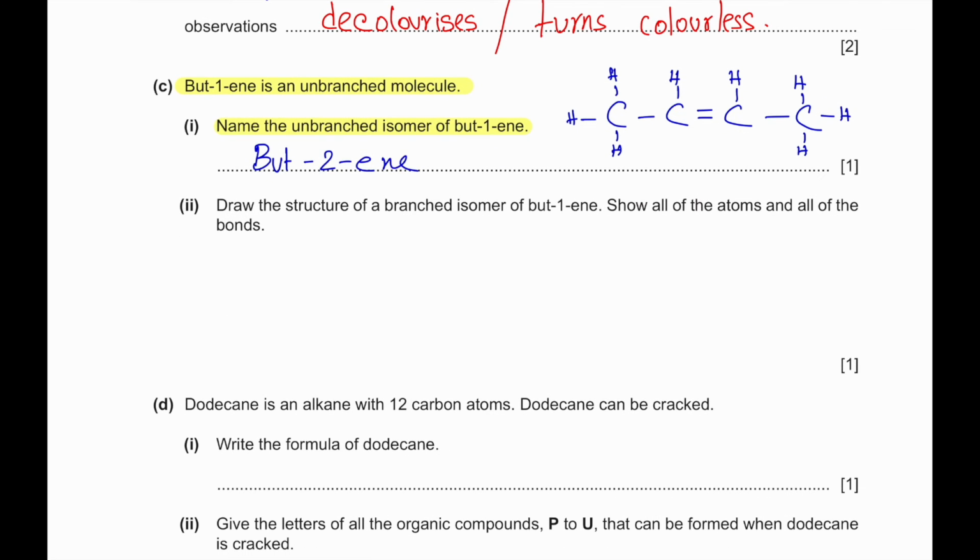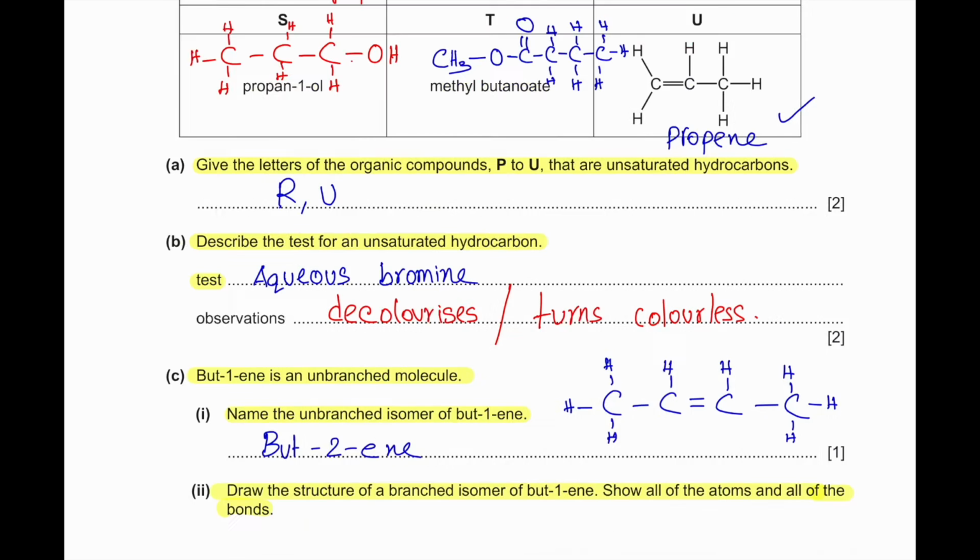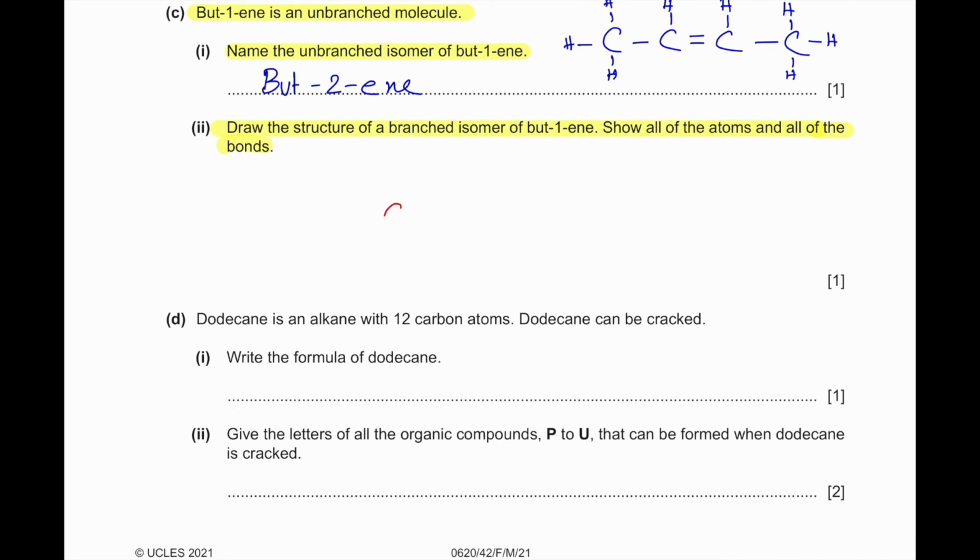Draw the structure of the branched isomer of but-1-ene. Show all of the atoms and all of the bonds. Okay, so we already did it. So for but-1-ene, we can put 3 carbons in a row, so make it propene, and then we can put a methyl group. So the trick is basically to count whether every carbon has 4 bonds. If every carbon has 4 bonds, then no additional hydrogens will be needed.